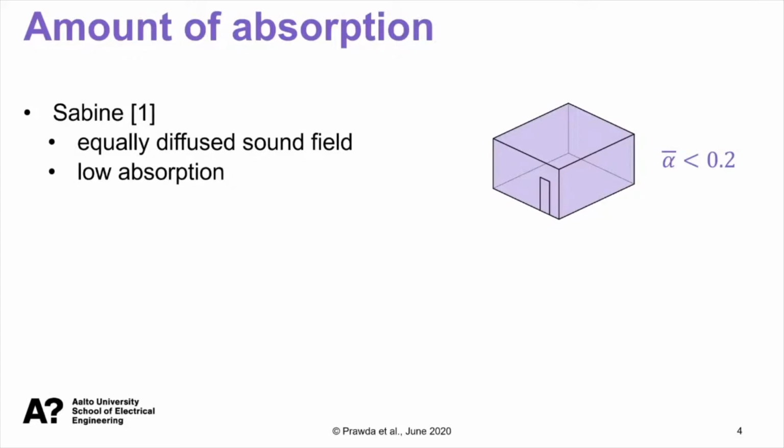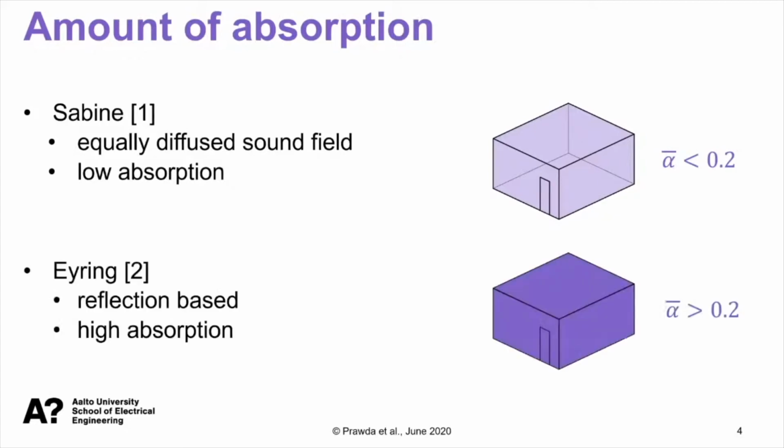To improve this formula, Eyring came with his own model that is based on the mean free path between sound reflections and is suitable for rooms with high absorption. However, both of those models still assume that all surfaces of the room have the same average absorption.